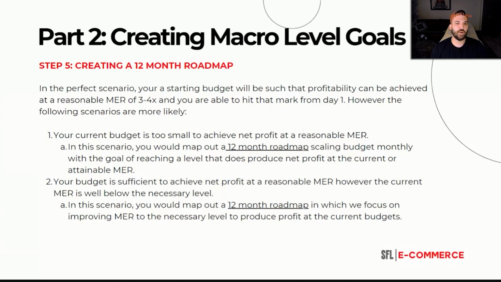The next evolution of this, after you've gone through this exercise and gotten a good idea of what your MER targets should be, is that you can start to map out a 12-month roadmap. So let's say that you went through the practice, filled out the entire template that we just went over, and determined that at our current budget and our current MER, we're not where we want to be. And you've determined that to get to where you want to be, you need an MER of 3.5 and you need to increase budget by $10,000. The 12-month roadmap is essentially mapping out the progress of getting to that point.